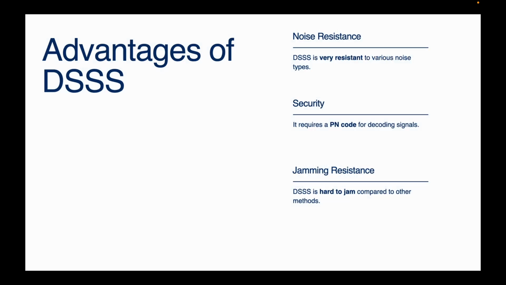Advantages of DSSS. Noise resistance, it is very resistant to various noise types. Security, it requires a PN code for decoding signals. Jamming resistance, it is hard to jam compared to other methods.